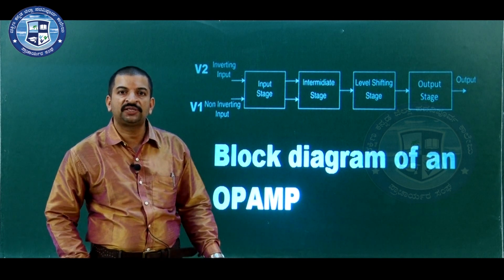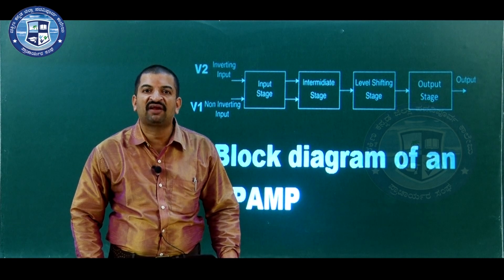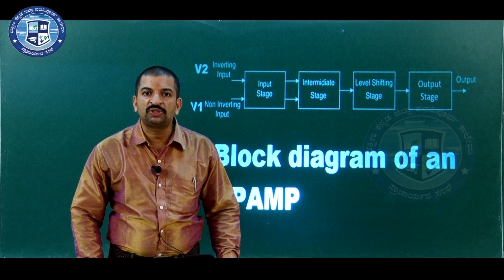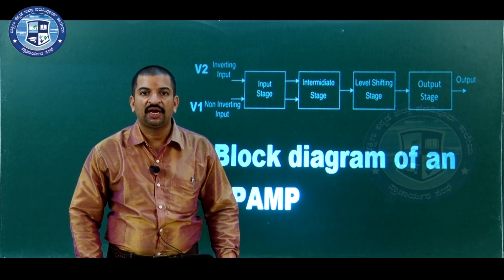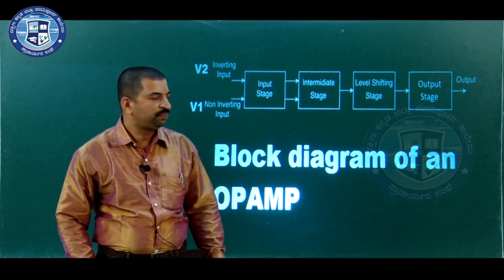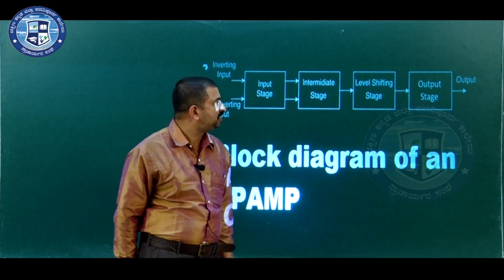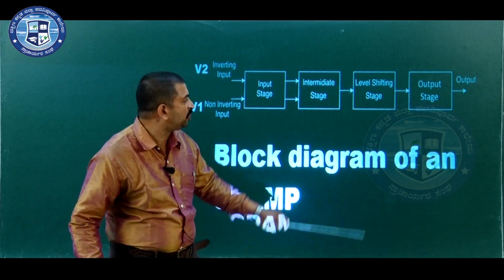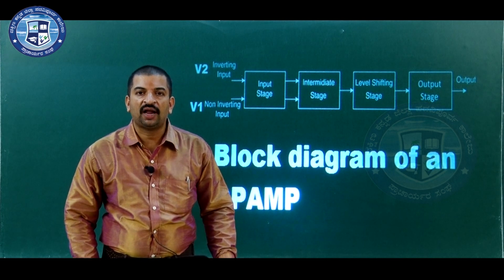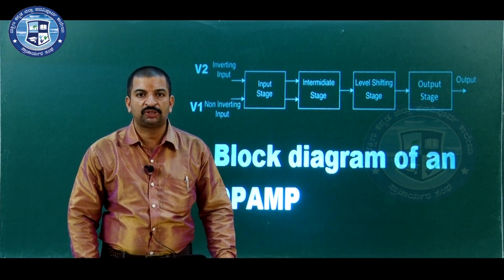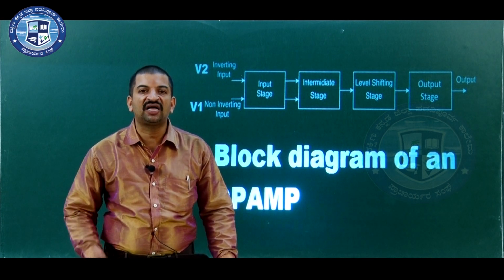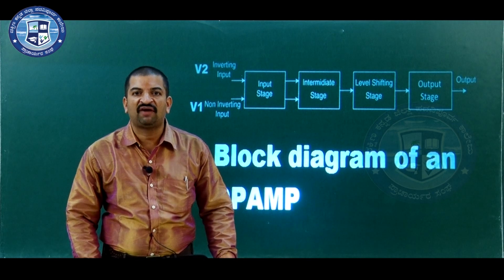The level shifting stage is basically an emitter follower. This emitter follower stage is mainly used to reduce the output DC of the intermediate stage downward to 0 with respect to ground. The output of the level shifting stage is connected to an output stage. The output stage is a power amplifier. A class B push pull power amplifier is used. This class B push pull power amplifier stage increases the current supplying capability of the op amp.